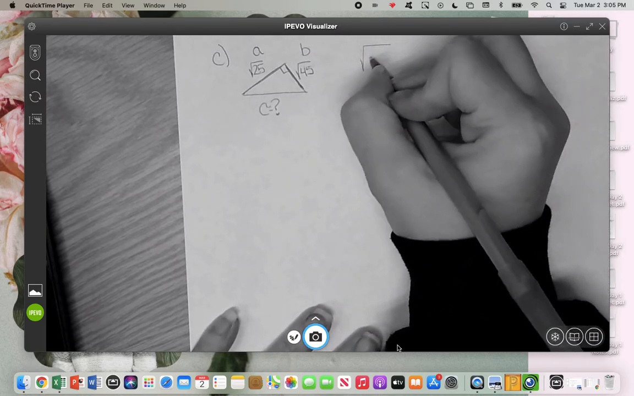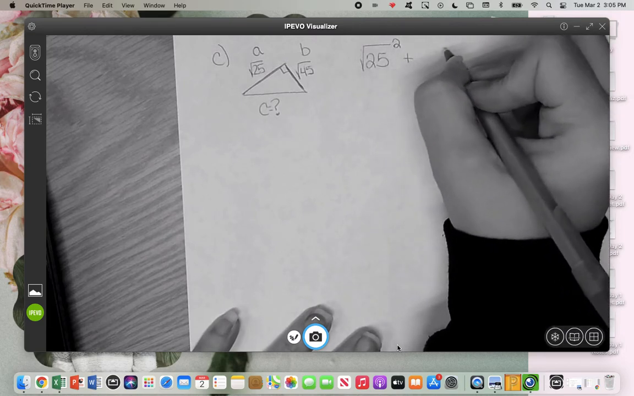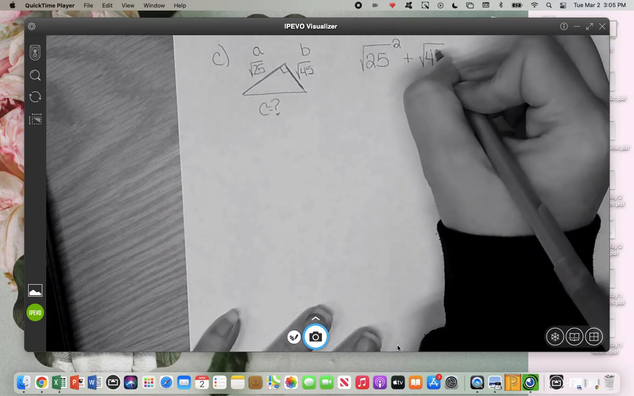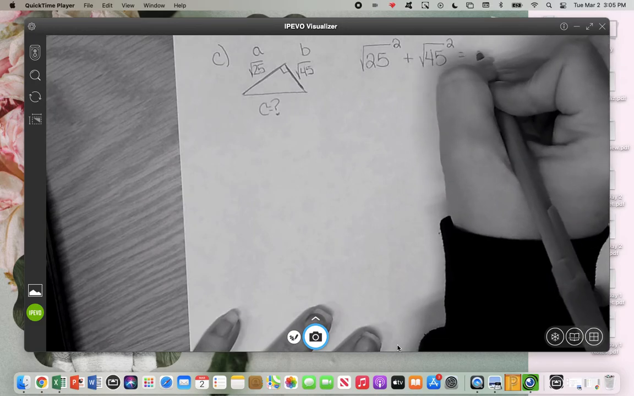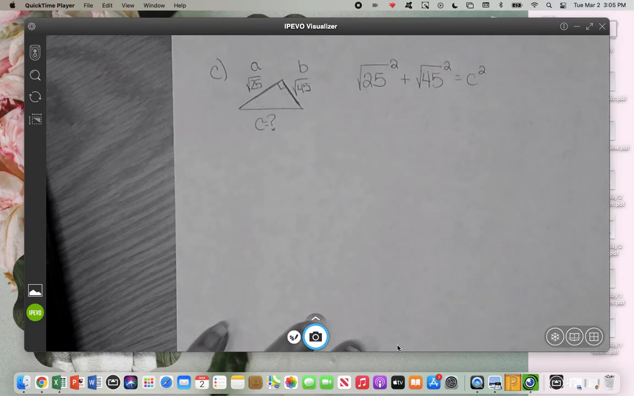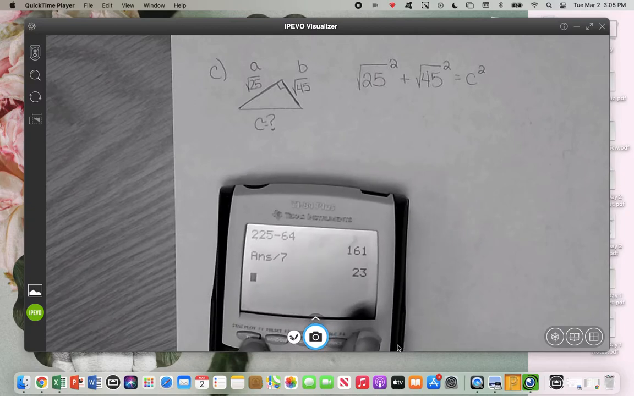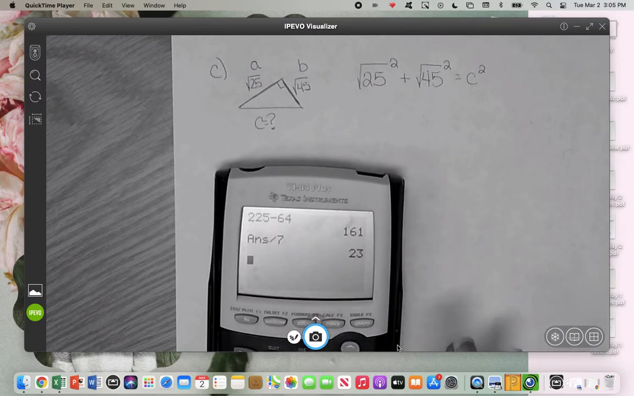So we are going to set up the square root of 25 squared plus the square root of 45 squared equals C squared. Now, square roots and squares are opposites of each other. So I'll show you guys on the calculator. Hopefully you guys can see this.